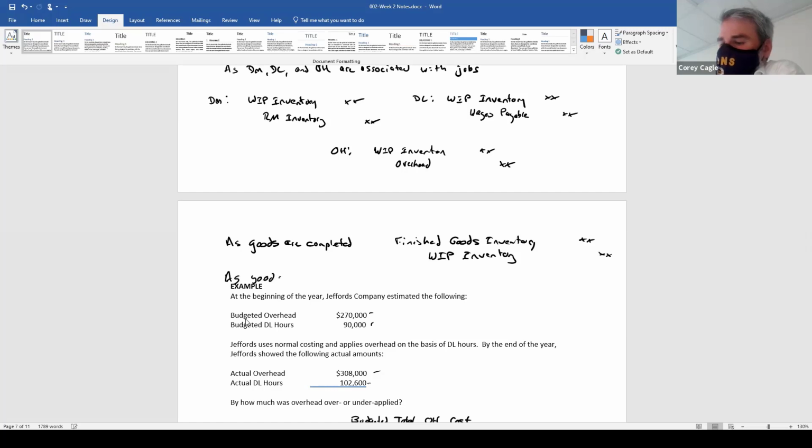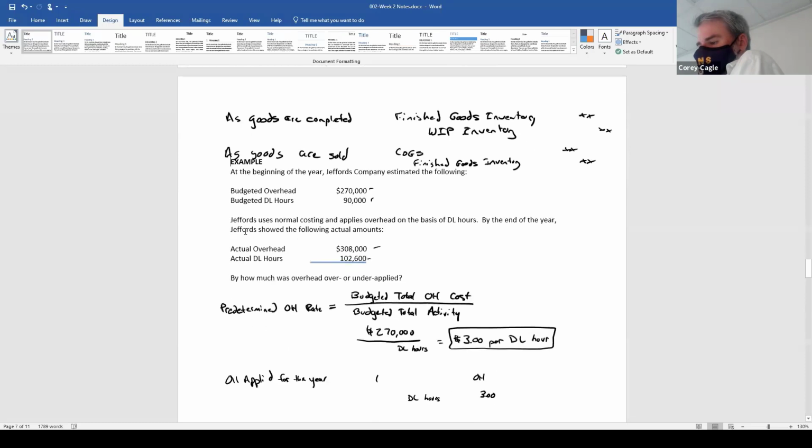So as goods are sold, we would debit cost of goods sold, which is an expense. Debit that, credit finished goods. So these are really logical journal entries. It's more of a understand than just memorize, because we should know this type of thing at this point. These are really basic journal entries.